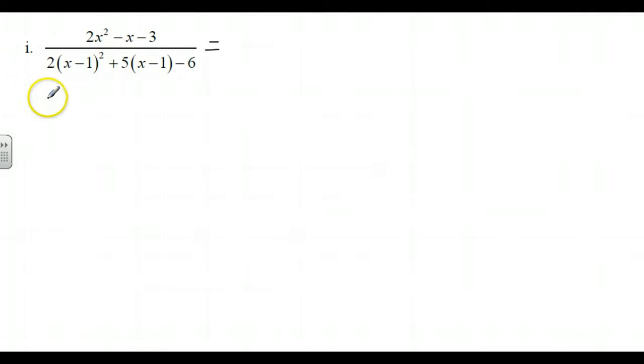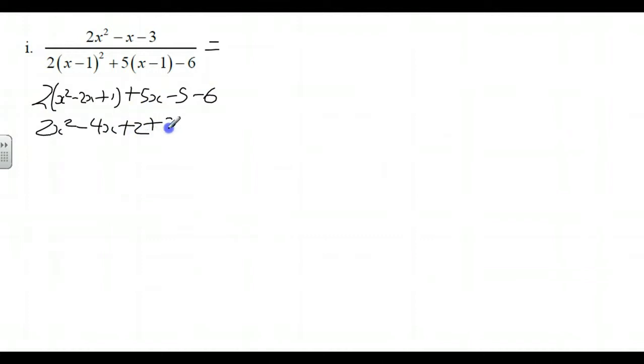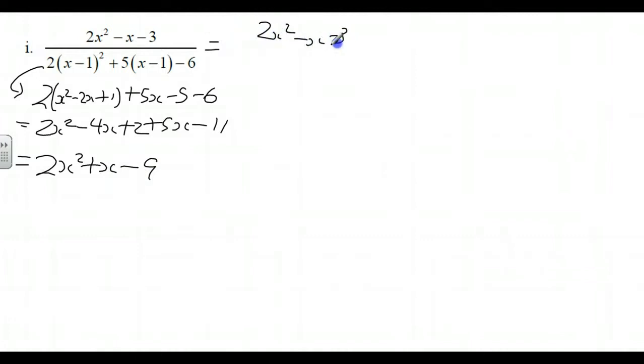Sometimes. Okay, it's 2 bracket x squared minus 2x plus 1, plus 5x minus 5, minus 6, is 2x squared minus 4x plus 2 plus 5x. Let's go minus 11 here. Let's just sort of do this. Okay, 2x squared plus x minus 9. Okay, 2x squared minus x minus 3 over 2x squared plus x minus 9.